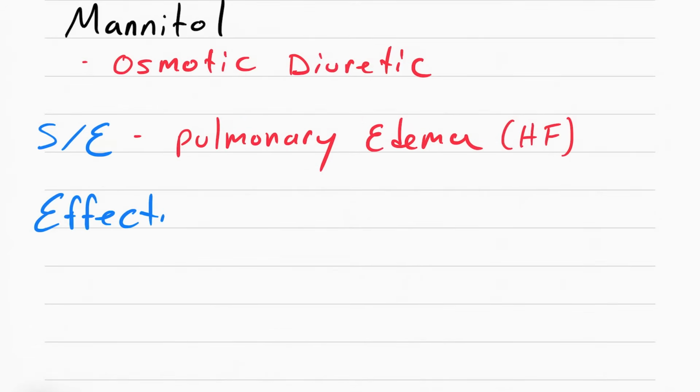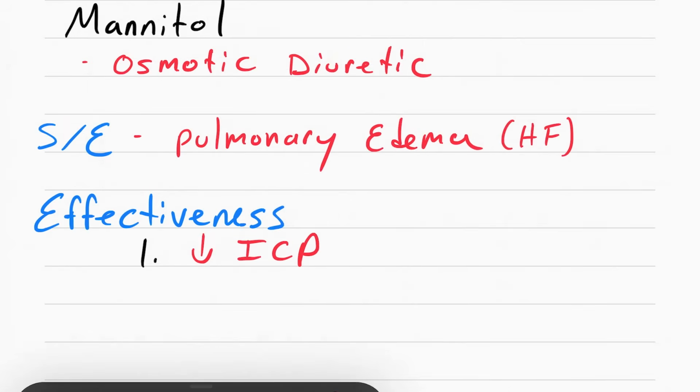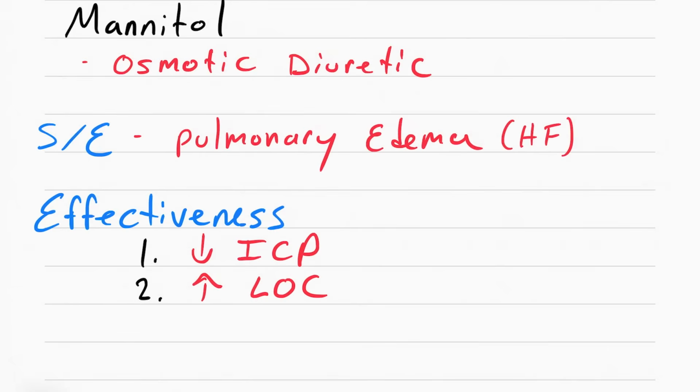How you know this drug has been effective is through lowering of intracranial pressure. If the pressure is within the normal limits of 5 to 15, then you know this drug is effective. The other way you know this drug is effective is through level of consciousness. If we see the level of consciousness go up, then we know this drug is working. We can do this by seeing if the patient is still confused or restless, and we can also see the score of the Glasgow Coma Scale go up.